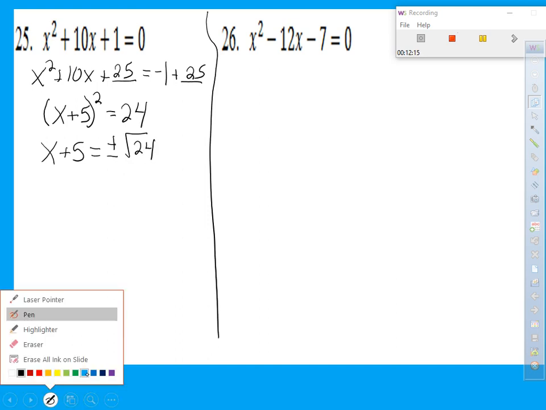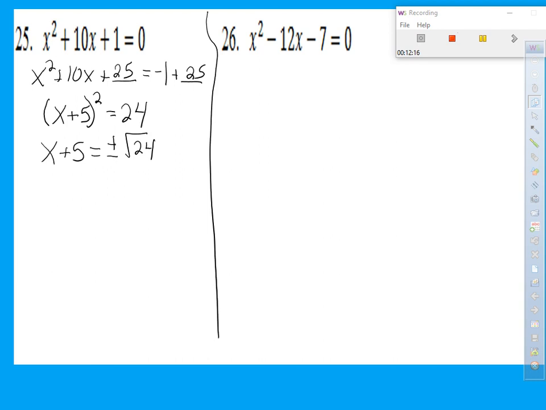Now, 24 is not a perfect square. So let's think of that as the square root of 4 times the square root of 6. So now I have this, x plus 5 equal positive or negative 2 radical 6. Square root of 6 doesn't reduce anymore, so that part's done.